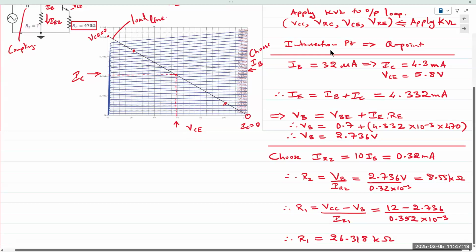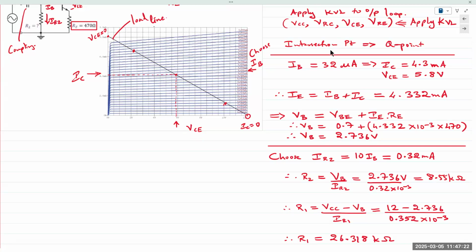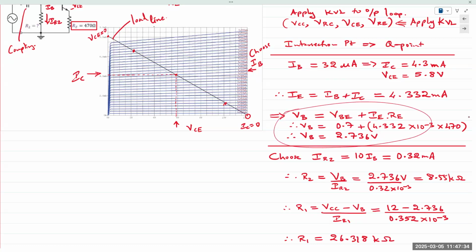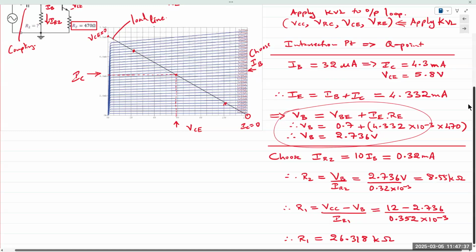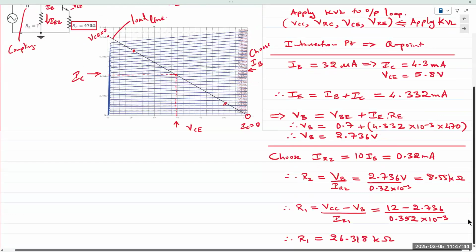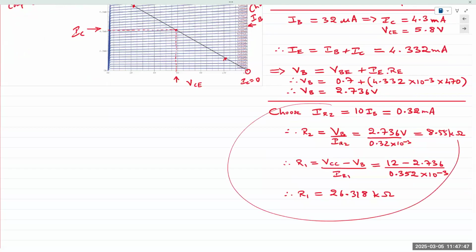So right off the bat, when you assume a value for IB, you get a corresponding value for IC. From IB and IC, you can calculate IE, okay? And then you can calculate VB. Once you calculate VB, you need to calculate the base resistors RB1 and RB2. And for that, you do this. You have IB, you choose IR2 at least 10 times IB. IB is the current going into the base. It forms a voltage divider network.